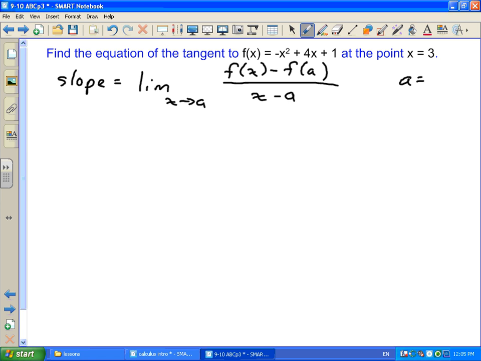We're given our a value here, a equals 3, and f at a is just going to be that function evaluated at 3. We can just sub this in. It's going to be negative 9 plus 12 plus 1, which is 4.